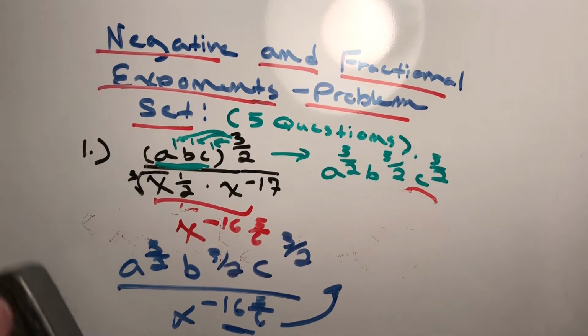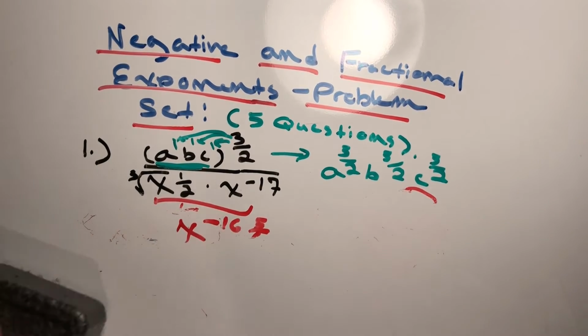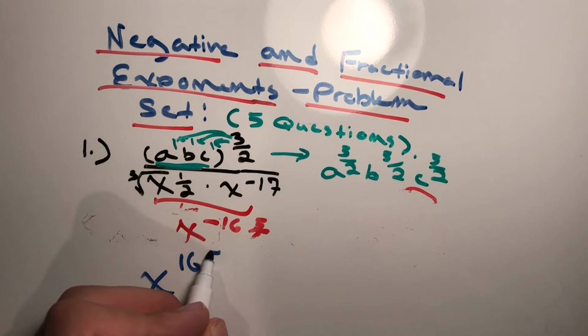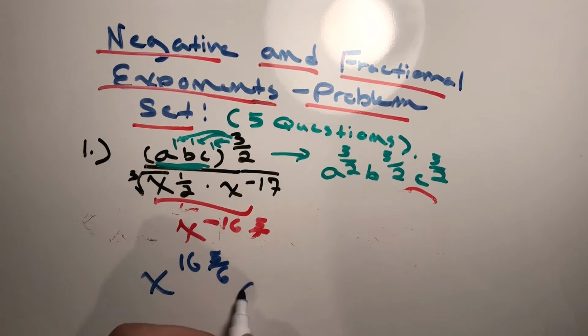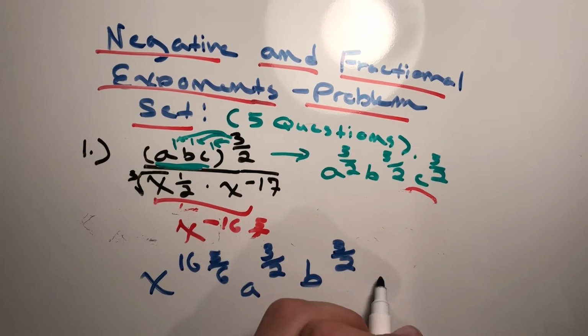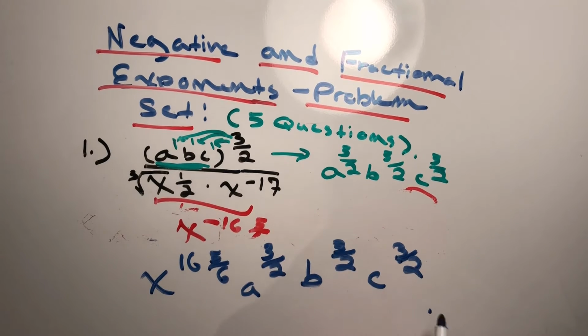I'll erase this. x to the 16 and 5/6, that's a mixed number, times a to the 3/2, b to the 3/2, c to the 3/2. Great, so that would be our final answer for the first question here.